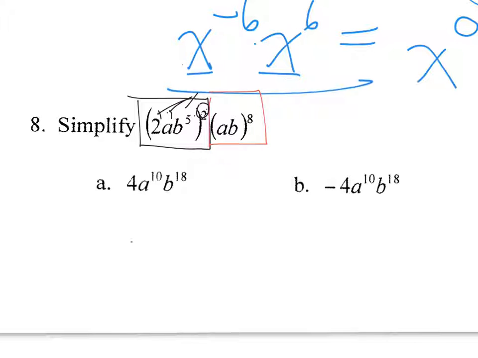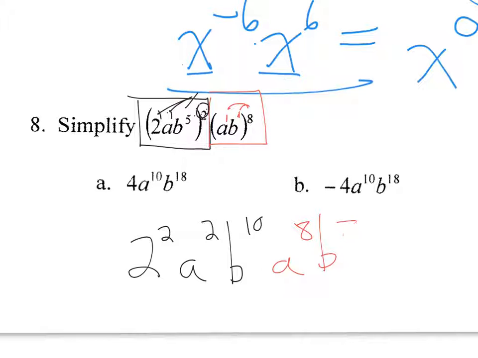Here's how that shakes out. You got 2 to the second. A to the second. B to the 10th. And then same thing over here. Set the table. And then multiply the exponents. A to the 8th. B to the 8th.